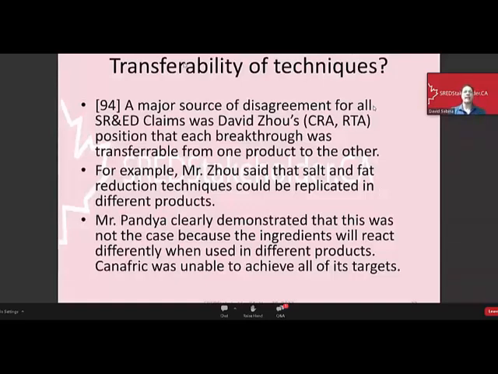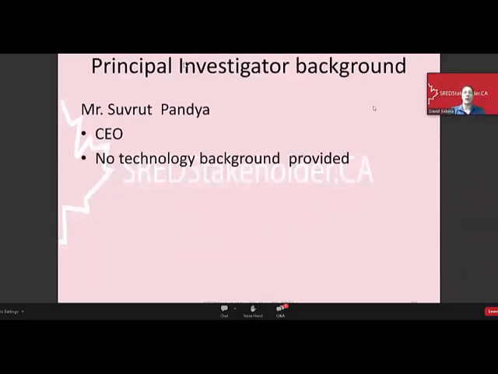And that transferability of techniques was really kind of the basis of the argument that the CRA reviewers' position was that once they solved a problem on one product, it could be applied to other products, or at least similar products in the line. In the judge's opinion, this was not the case, and he felt that the ingredients would react differently in the different situations, so that the product methodology or knowledge was not immediately transferred. And we'll talk a little bit about why that is.